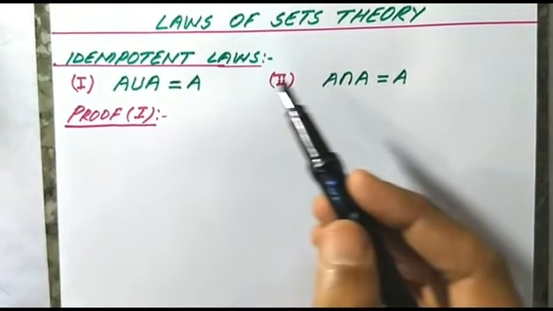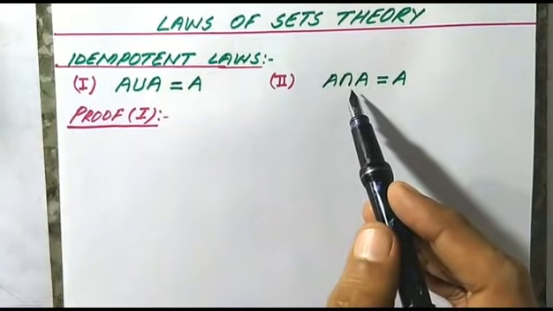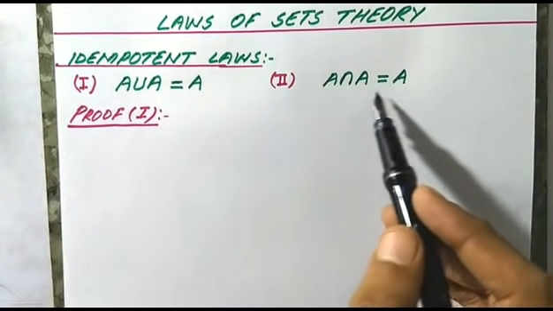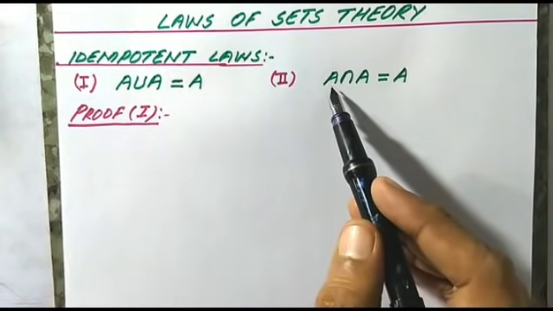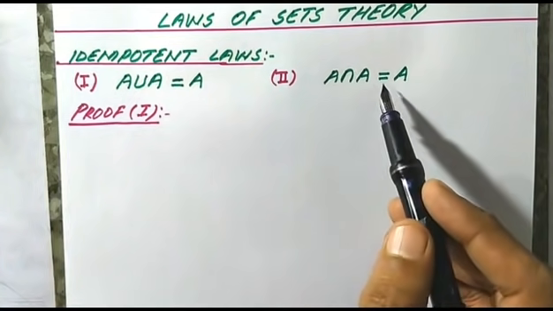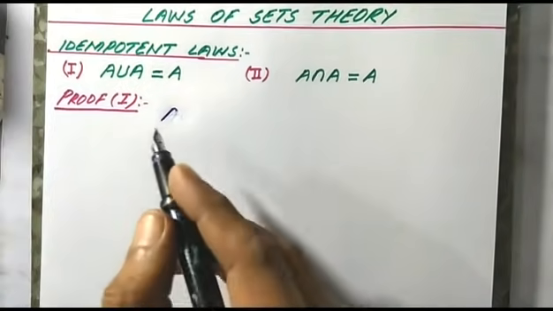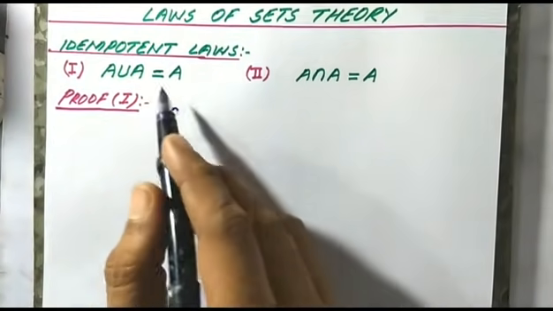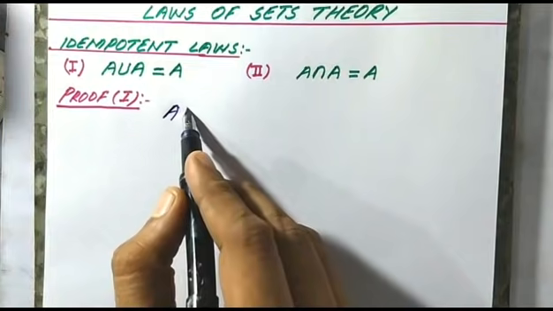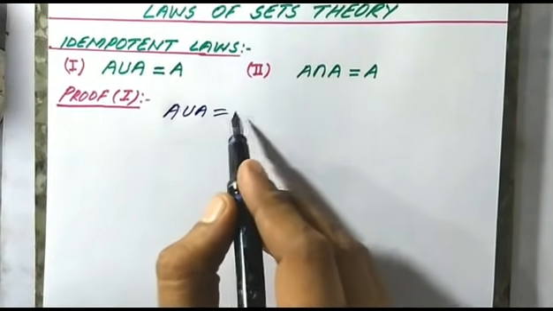And the second idempotent law is A intersection A is equal to A. That is, if we take intersection of any set with itself, the result is the set itself. Now we are going to prove the first law, that is A union A is equal to A.